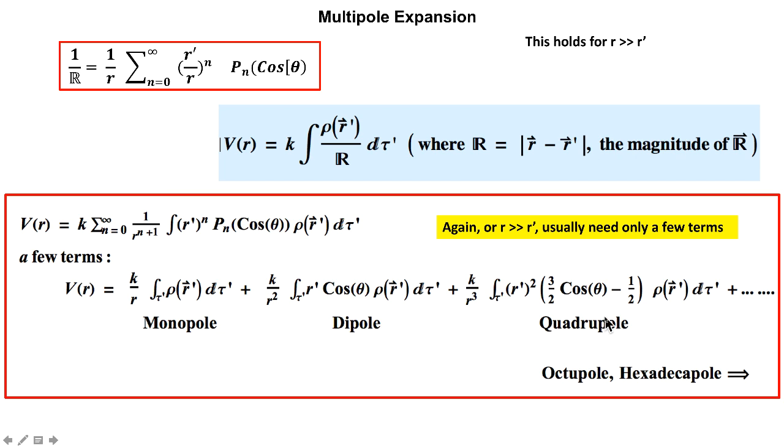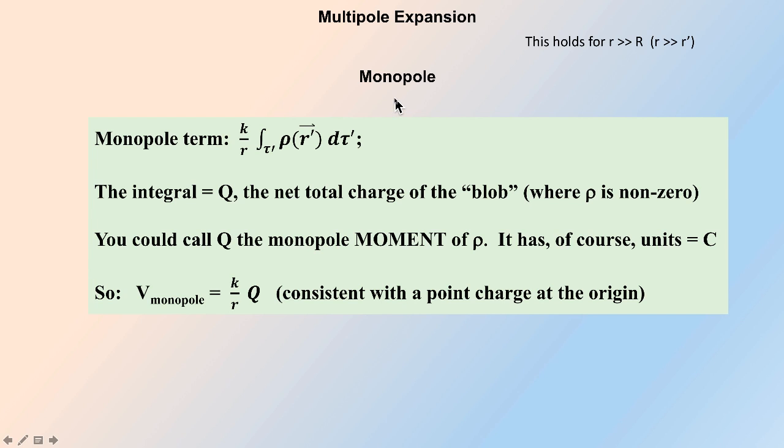The next term is the quadrupole term, and we can keep going. There's an octupole and a hexadecapole and so on. They get very, very small as you go out into those higher orders. Well, let's look at the monopole term.